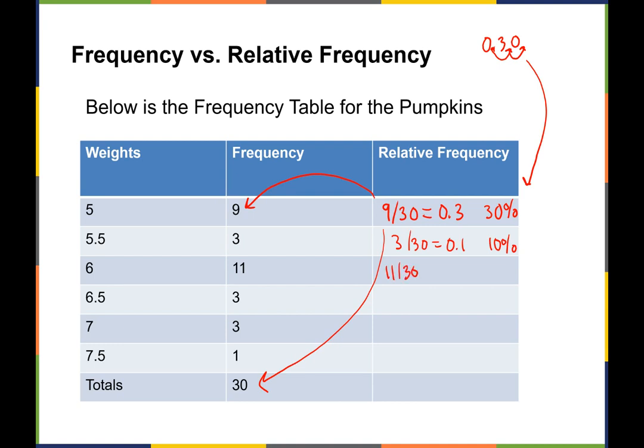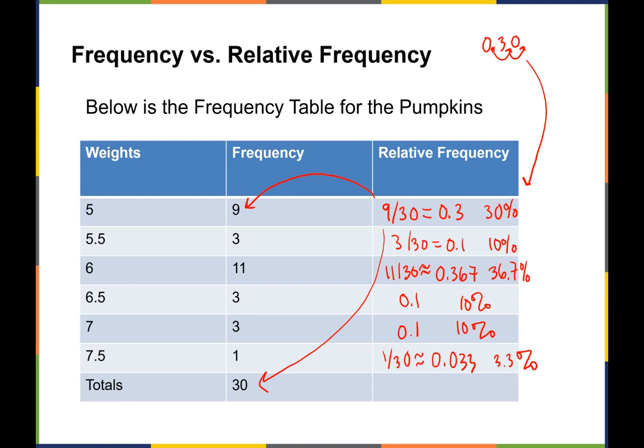11 out of 30. That's 0.3666 repeating. We're going to call that 0.367, rounding to the thousandth place. And that's going to be 36.7%. Right, the next one is 3 out of 30. Again, we've done that a couple times, so we know that's 0.1, or 10%. And finally, 1 out of 30. 1 divided by 30 is approximately 0.033. So we're going to call that 3.3%.